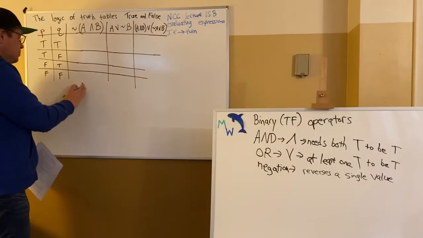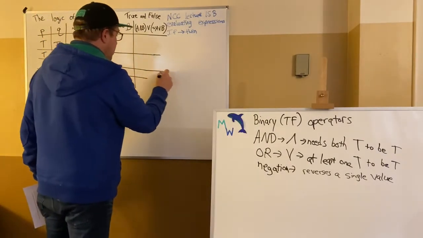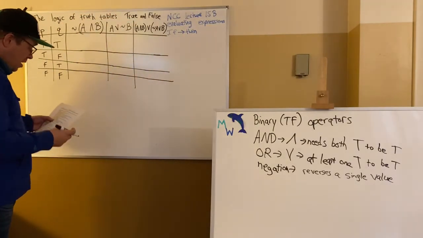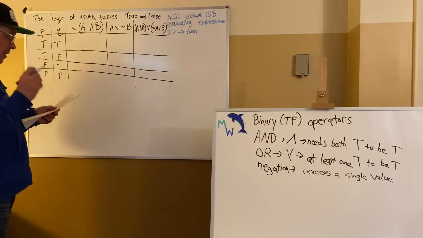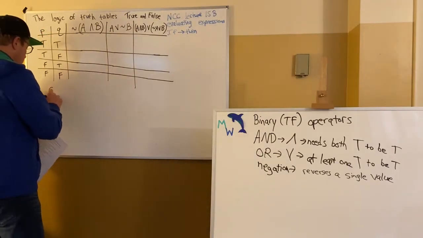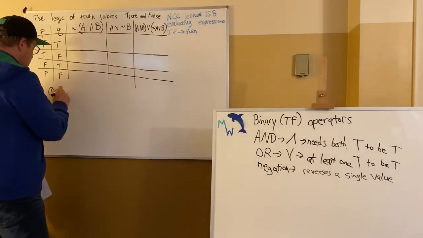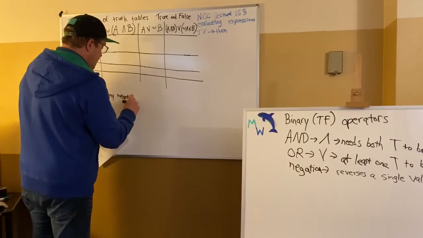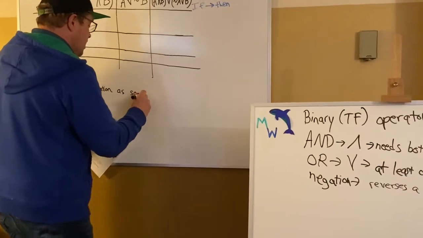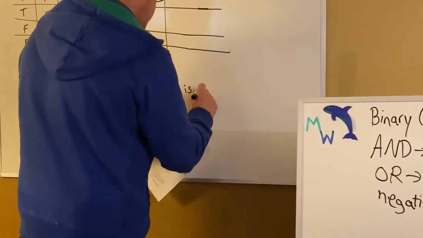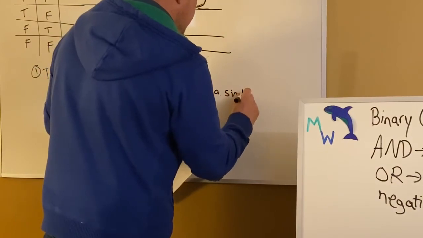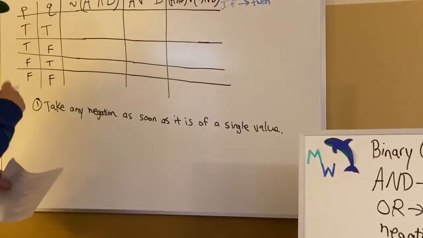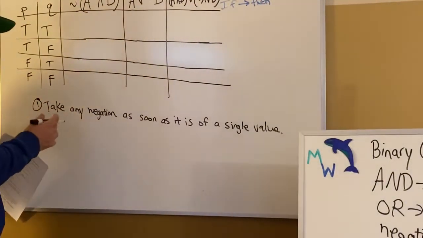This is already set up for you. I don't expect you to always be building your own truth table from scratch. You do have access to information about how to do it, but here's what we've got. I've come up with these rules to get you through how to do this. Number 1, take any negation as soon as possible, which is as soon as it is of a single value. So if you can't take a negation, you're going to move on to other things until the negation is ready to be taken.